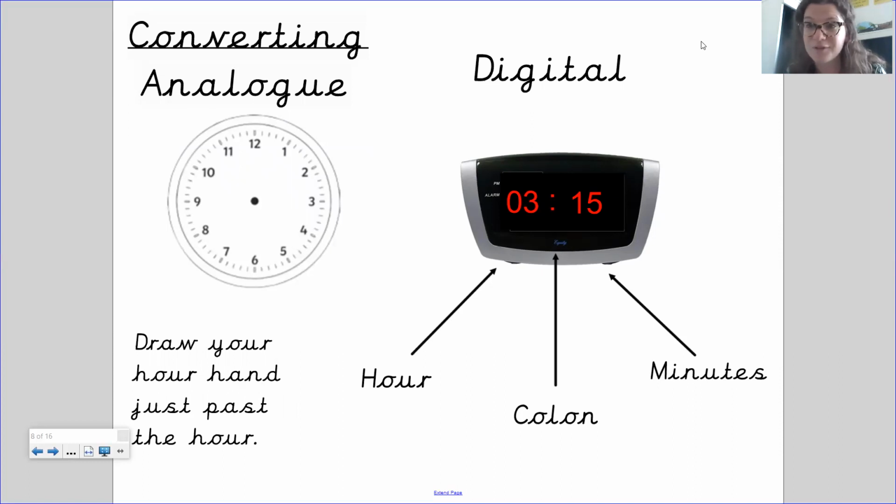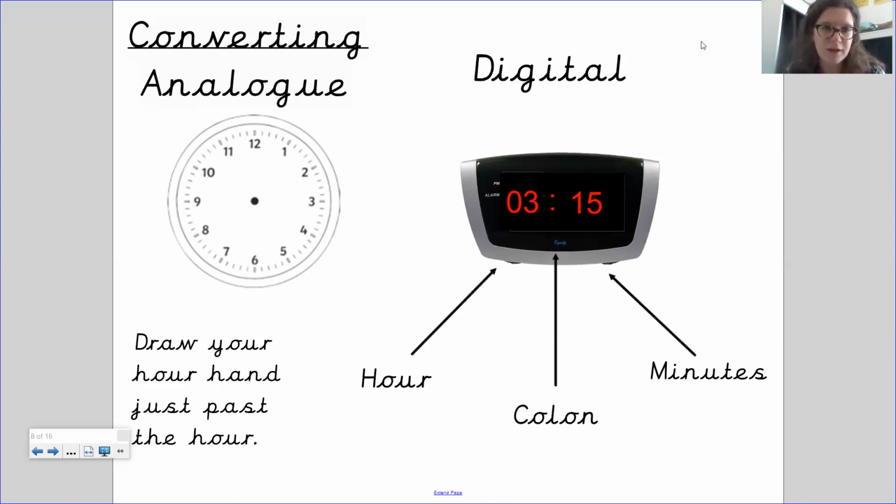Okay, what about converting the other way? Sometimes you will be shown a digital time and you will need to draw what that looks like on a round clock face, an analogue clock. So the digital time here is what? How would you say this time? It is 3:15. The hour is 3 and the minutes are 15. And you can see the hours and the minutes are separated by that colon.